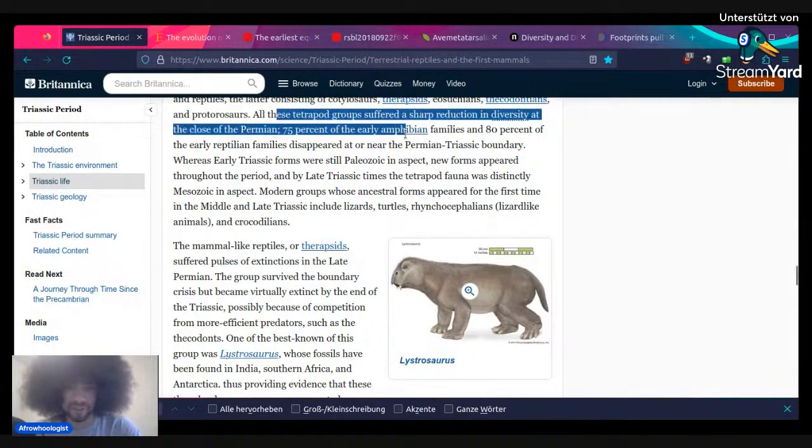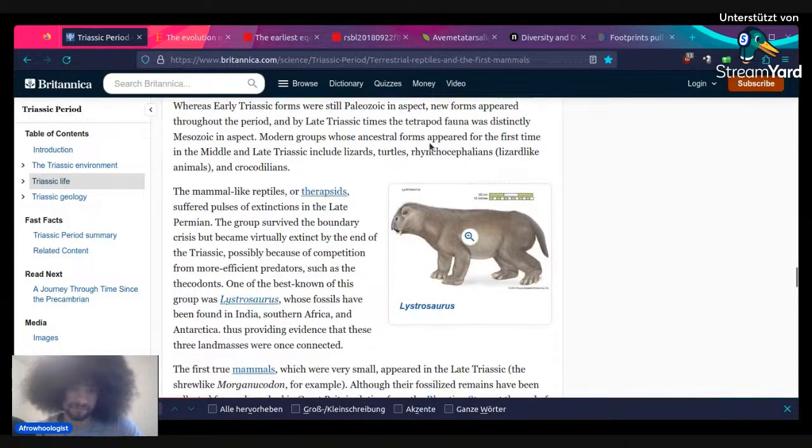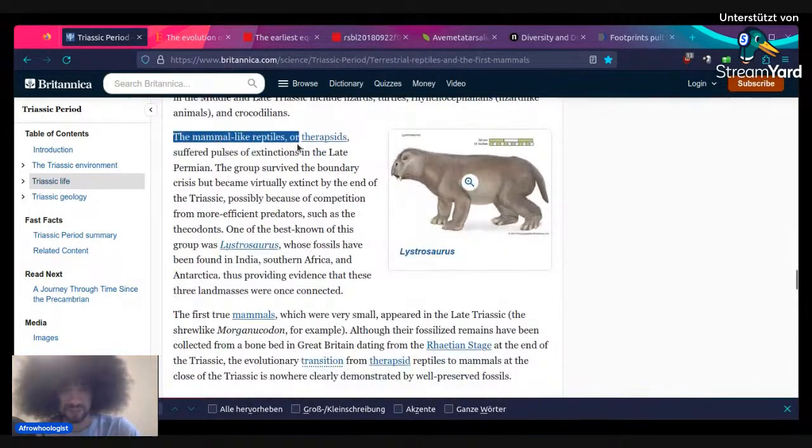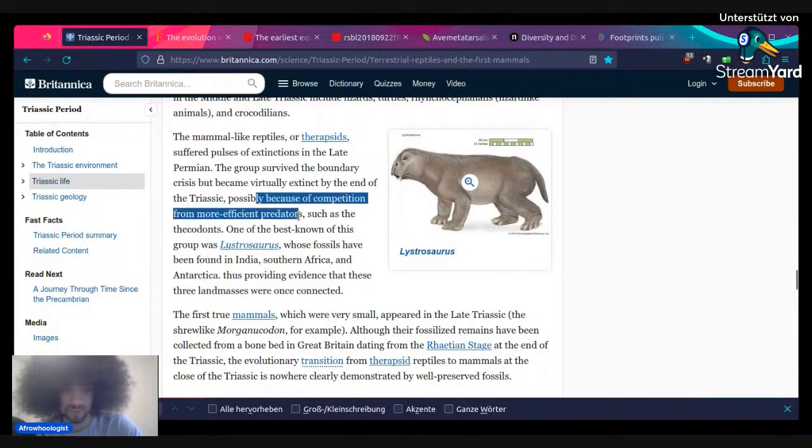So all these tetrapod groups suffer from a sharp reduction in diversity at the close of the Permian. 75% of early amphibian families and 80% of early reptilian families disappeared. So they took a hit, but again, that's not what we're here about. What we do know is that the synapsids bounced back to remain the dominant life forms. The mammal-like reptiles, or therapsids, suffered pulses of extinctions in the late Permian. The group survived the boundary crisis but became virtually extinct by the end of the Triassic, possibly because of competition from more efficient predators such as the thecodonts.